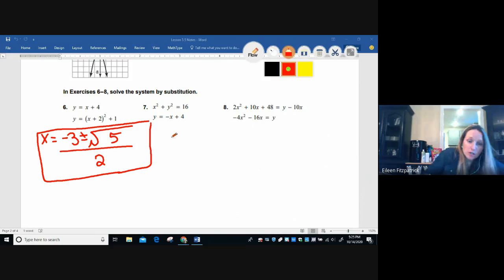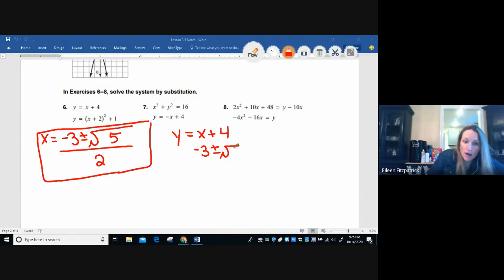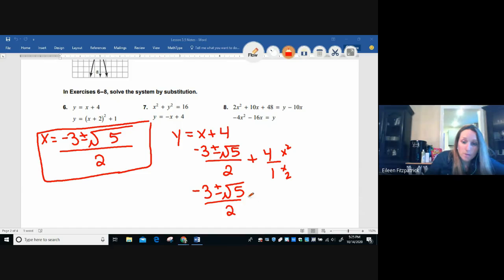I'm going to take the first equation. y is equal to x plus 4. Well, x is this value. So I have (-3 plus or minus root 5) over 2, plus 4. Now, to add fractions, I need common denominators. Right now, 4 turns into a fraction by writing 4 over 1. So I have to multiply top and bottom of this fraction by 2 so that I have common denominators. So now it's (-3 plus or minus the square root of 5) over 2 plus 8 over 2.